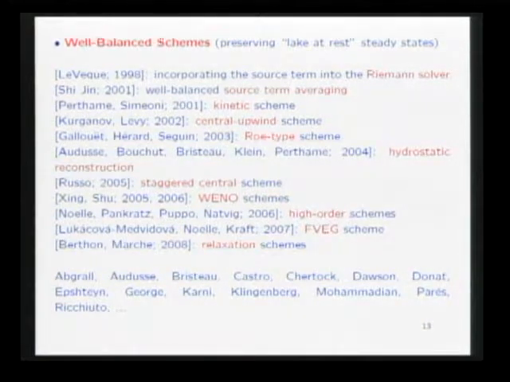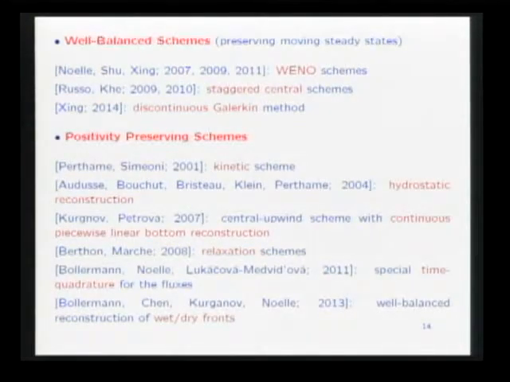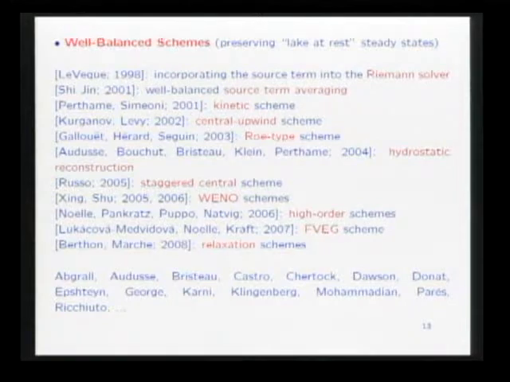Staggered central schemes were proposed by Giovanni Russo. Then WENO schemes, no, I need to go back. WENO schemes were developed by Xing and Shu in several works. Higher order well-balanced schemes were proposed by Noelle, Pankratz, Puppo, and Natvig. Then the finite volume evolution Galerkin scheme by Maria Lukacova, who is here, not in the room but in this conference, with Noelle and Kraft, and relaxation schemes by Berthon and Marche.